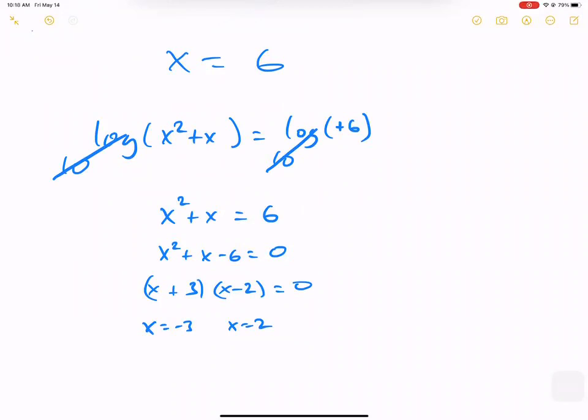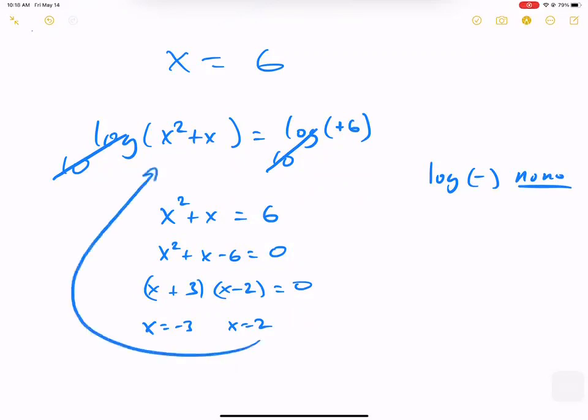Now, the question is, will both of these be correct? Whenever you have a log answer, you always want to double check, because we cannot take a log of a negative number. This is a no-no. We can't take logs of negatives because exponents won't lead you to negatives, so we don't take log of negatives. So you just want to double check.